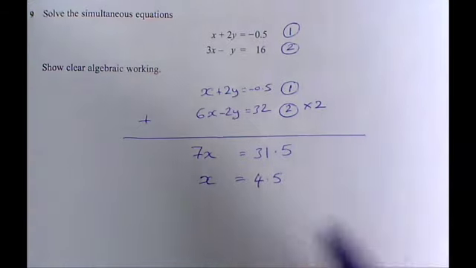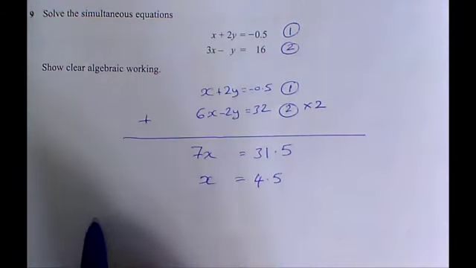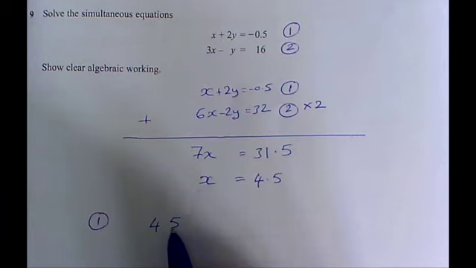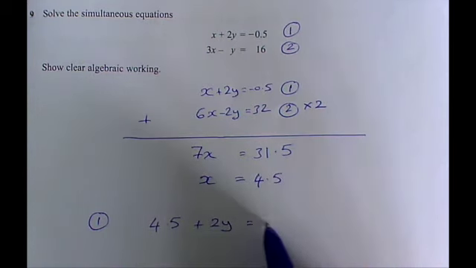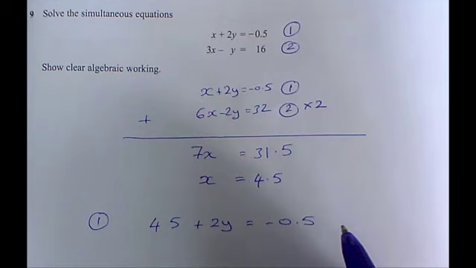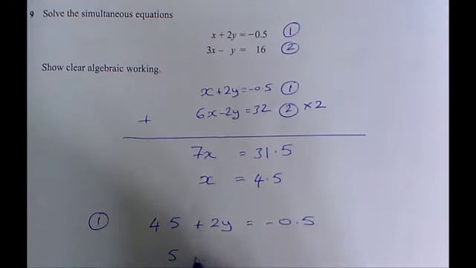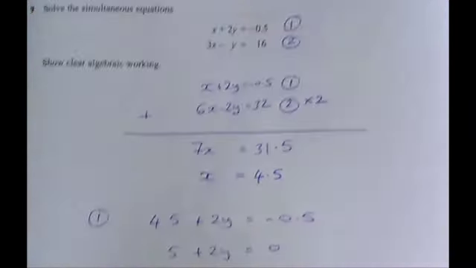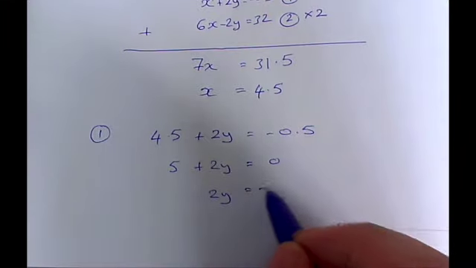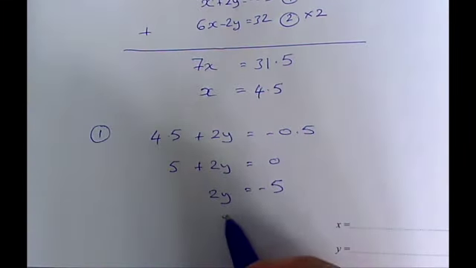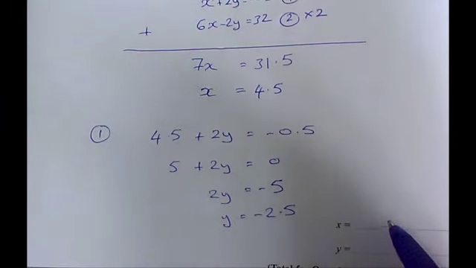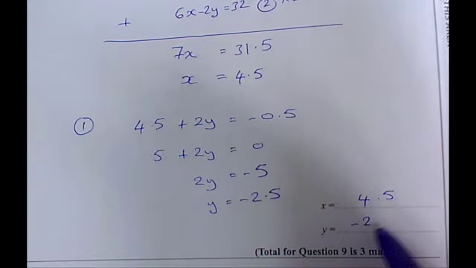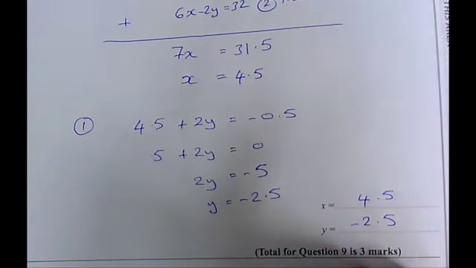Alright. Now, I need to find the y value, of course. If I go back to equation 1, I'll write down equation 1. I'm not going to write x, I know what x is, it's 4.5. 4.5 plus 2y has to equal minus 0.5, isn't it? So what can I do? If I add a half to both sides, I'm going to get 5 plus 2y equals 0, and therefore 2y equals minus 5, and divided through by 2, I'm going to get minus 2.5. So I can finish off by saying that x equals 4.5 and y equals minus 2.5.